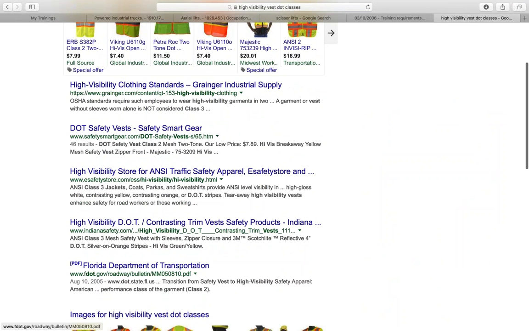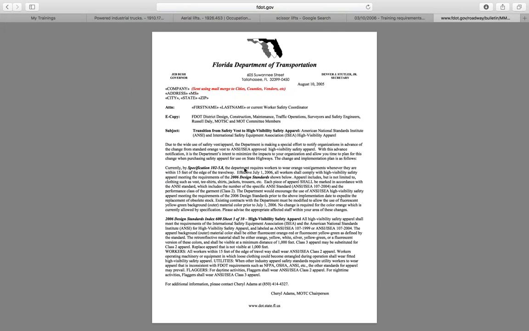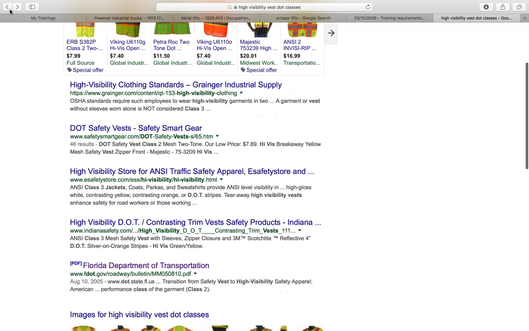And then you'll be able to start looking and see, here you go, folks, what all the different classes are that are required depending on the job. Okay, so not all high visibility equipment is the same. Okay, so let's go ahead and move on.